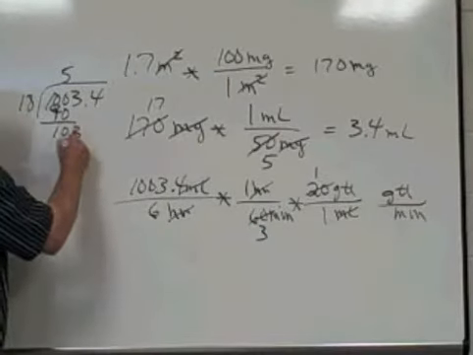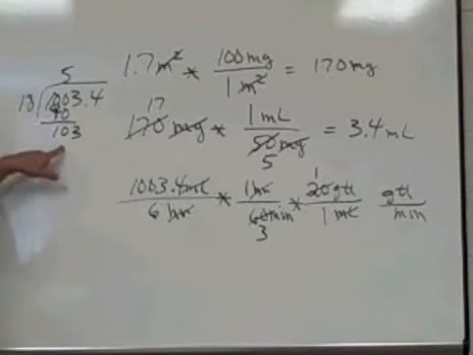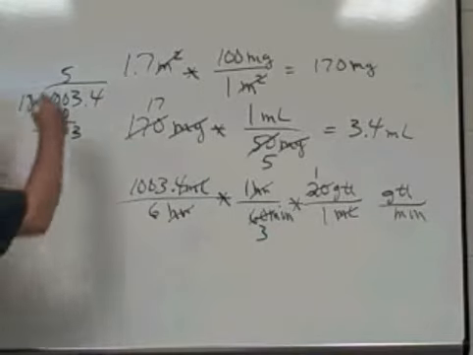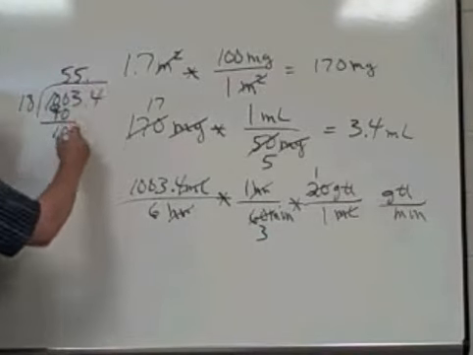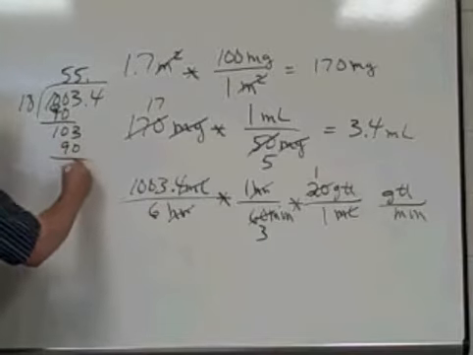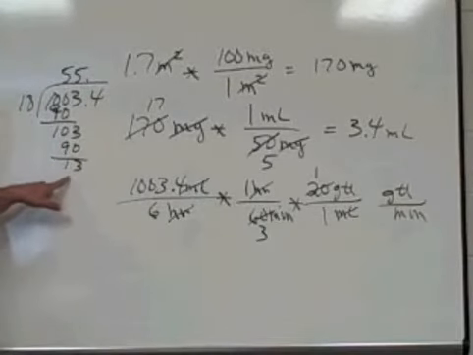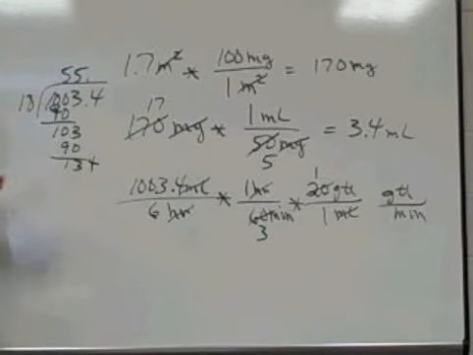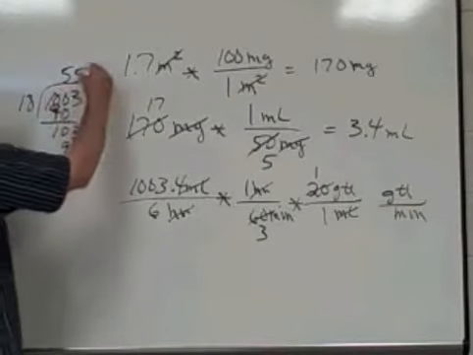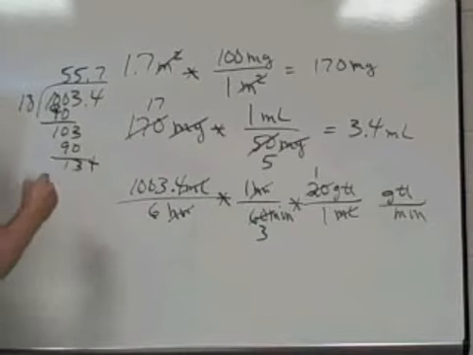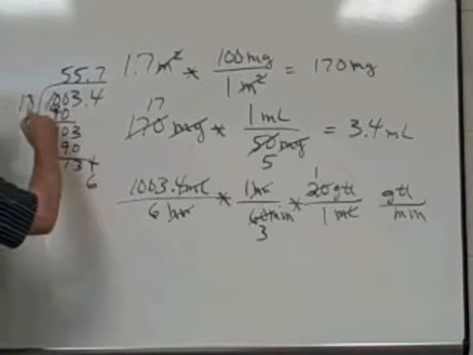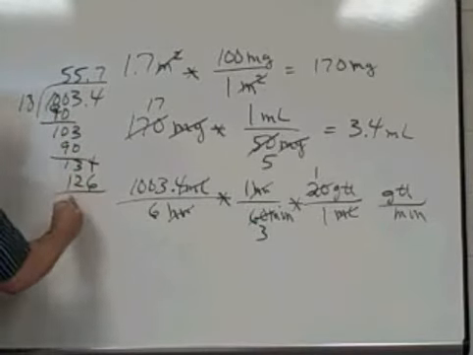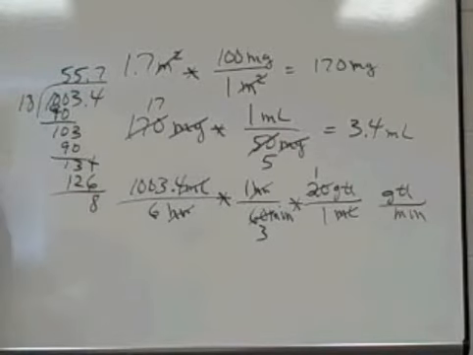Bring down the 3. 18 will go into 103. Well, it went into 100 5 times. It also went into 103 5 times. And that was 90. So that gives us a remainder of 13. Bring down the 4. 18 will go into 134. Well, it should probably go in, maybe 7 times. 8 times 7 is 56. Down the 6, carry the 5. 7 and 5 is 12, giving us a remainder of 8.